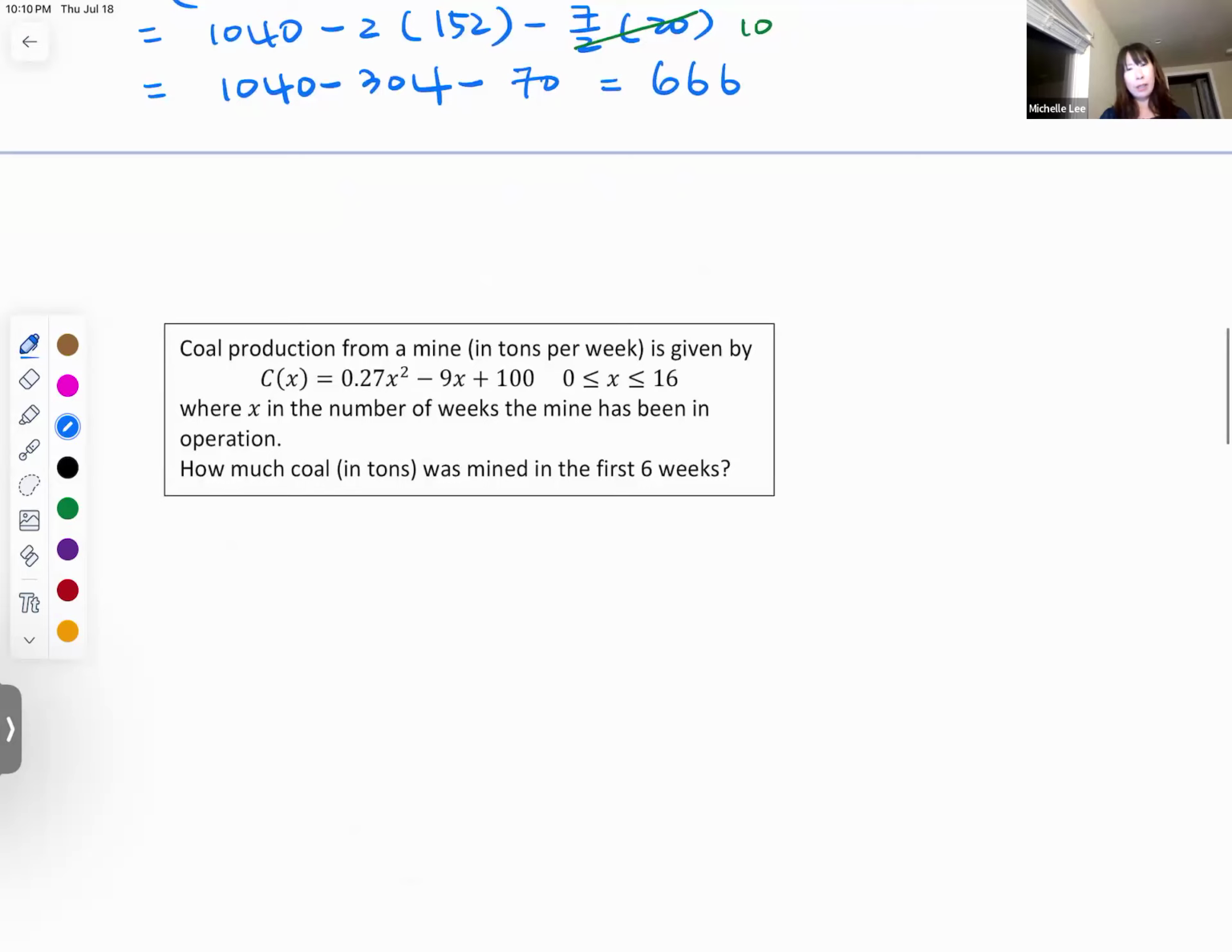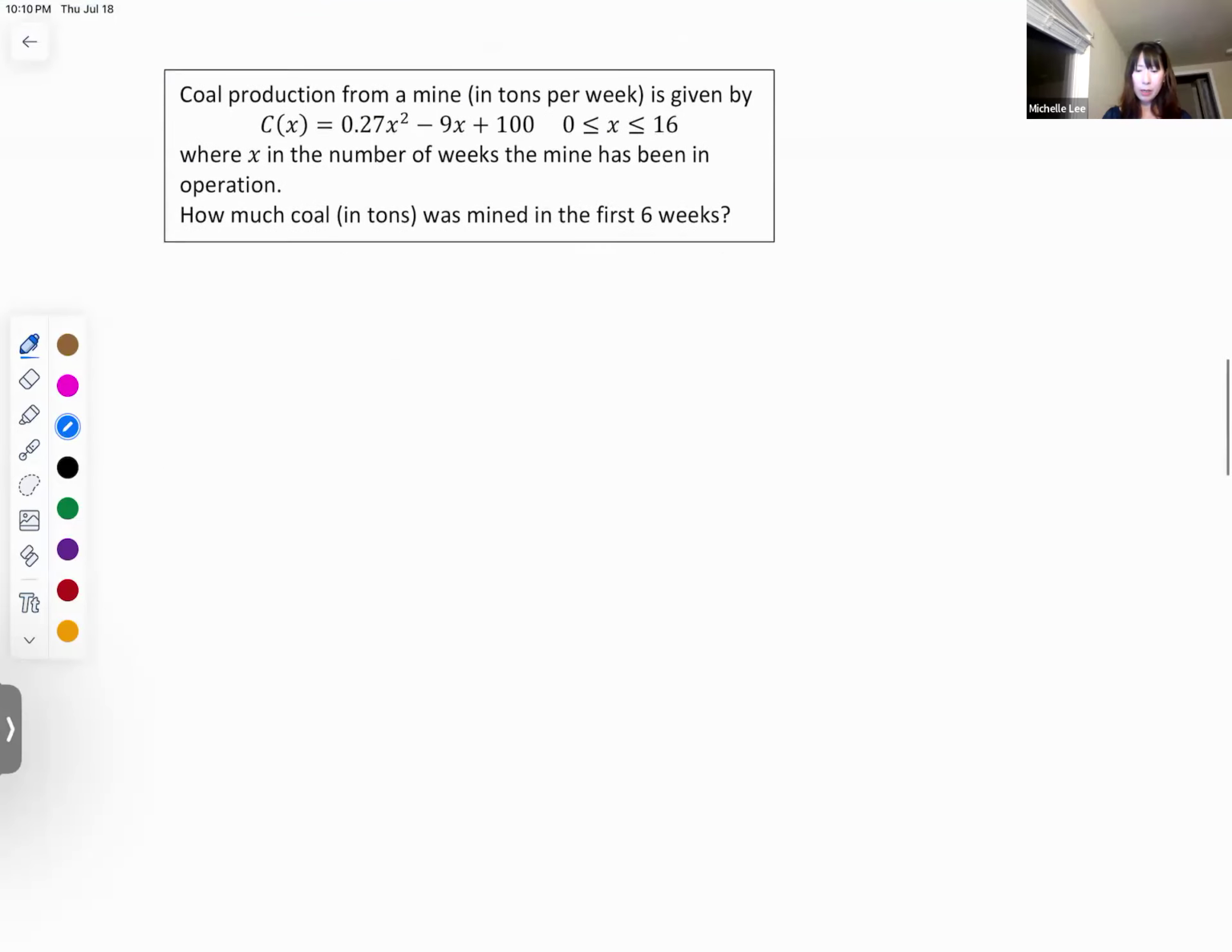This is the one we did last time with the rectangles, remember? Now we want to find the area in the first 6 weeks. So how do we do it? We have the integral from 0 to 6, and we want to make this here, right?